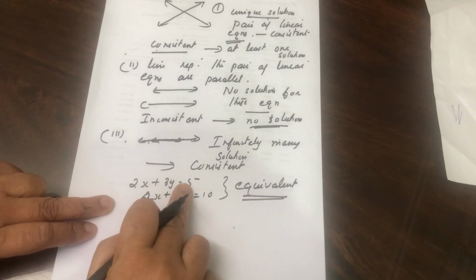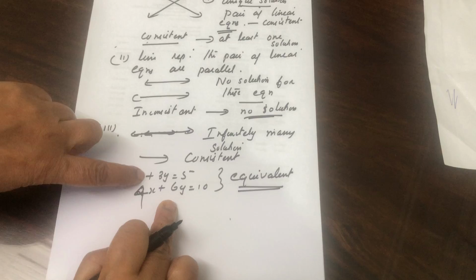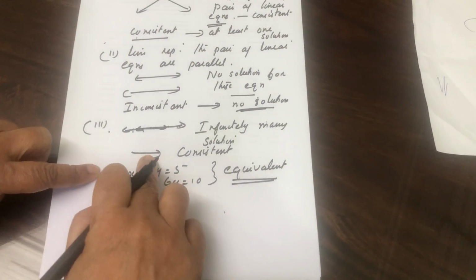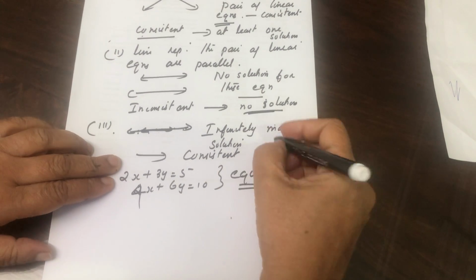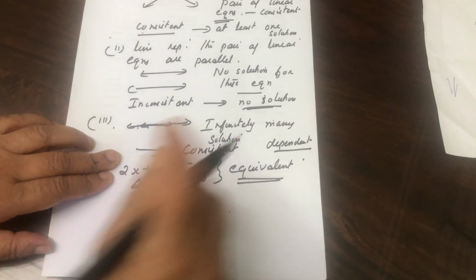That means when you draw a graph for this line and this line representing this equation and this equation, both are overlapping. Therefore, they are known as consistent equations, and you can say they are dependent equations.